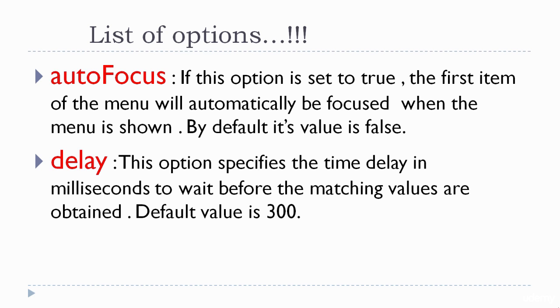Delay. This option specifies a time delay in milliseconds to wait before the matching values are obtained. Default value is 300. So let's say you have entered the text A in your text box. After 300 milliseconds, the filtered part will arrive, which means all the suggestions will arrive after 300 milliseconds. So this is the delay option.